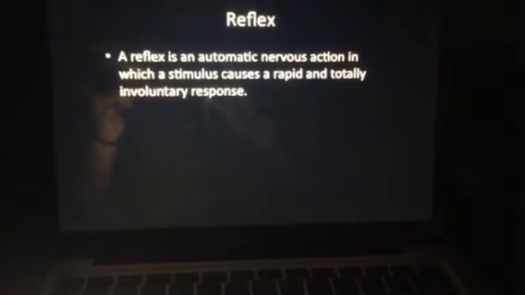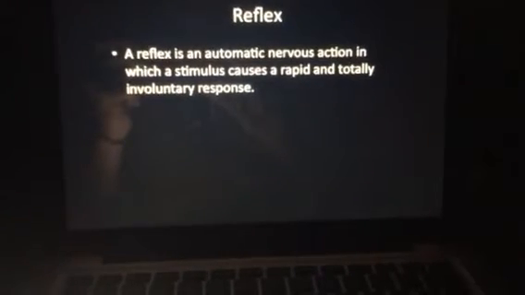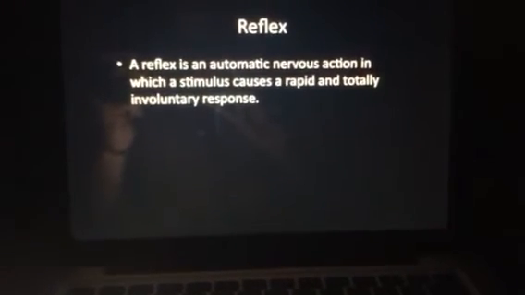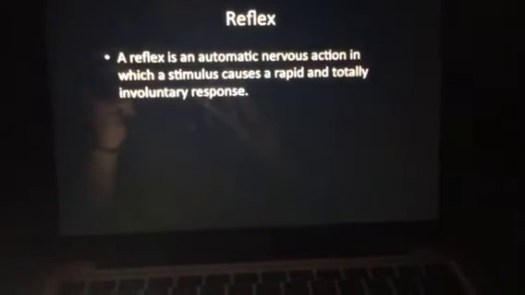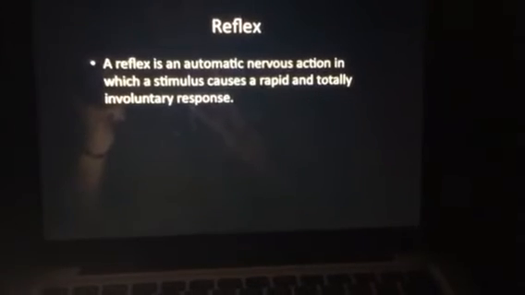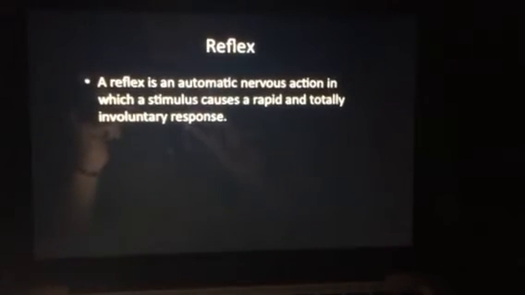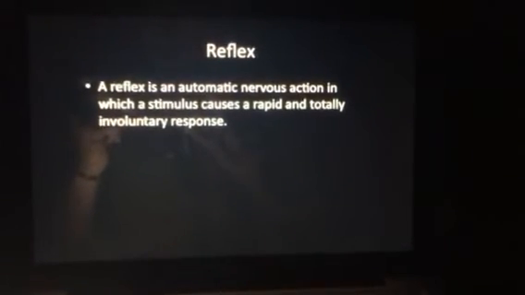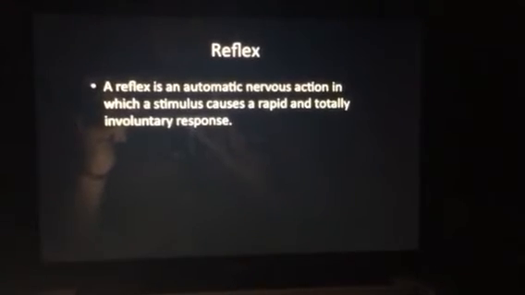A reflex is an automatic nervous action in which a stimulus causes a rapid and totally involuntary response. In a real-life setting, if you accidentally touched a hot stove, the hot stove would be the stimulus, and pulling your hand away rapidly would be the response.